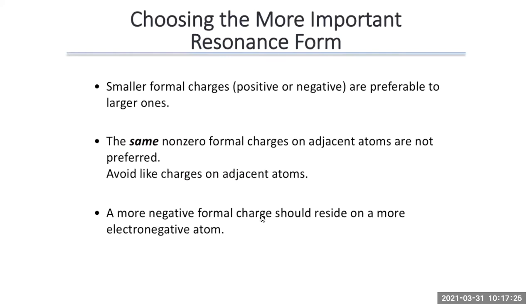And also, the more negative a formal charge, it should reside on the more electronegative atom. So like our first example, when we had to choose between nitrogen or oxygen, it's better to have the formal charge on the oxygen since that's more electronegative than nitrogen. And so now you guys should be able to calculate formal charges and also start to be able to draw resonance structures and use those formal charges to figure out which resonance structure is the best structure.